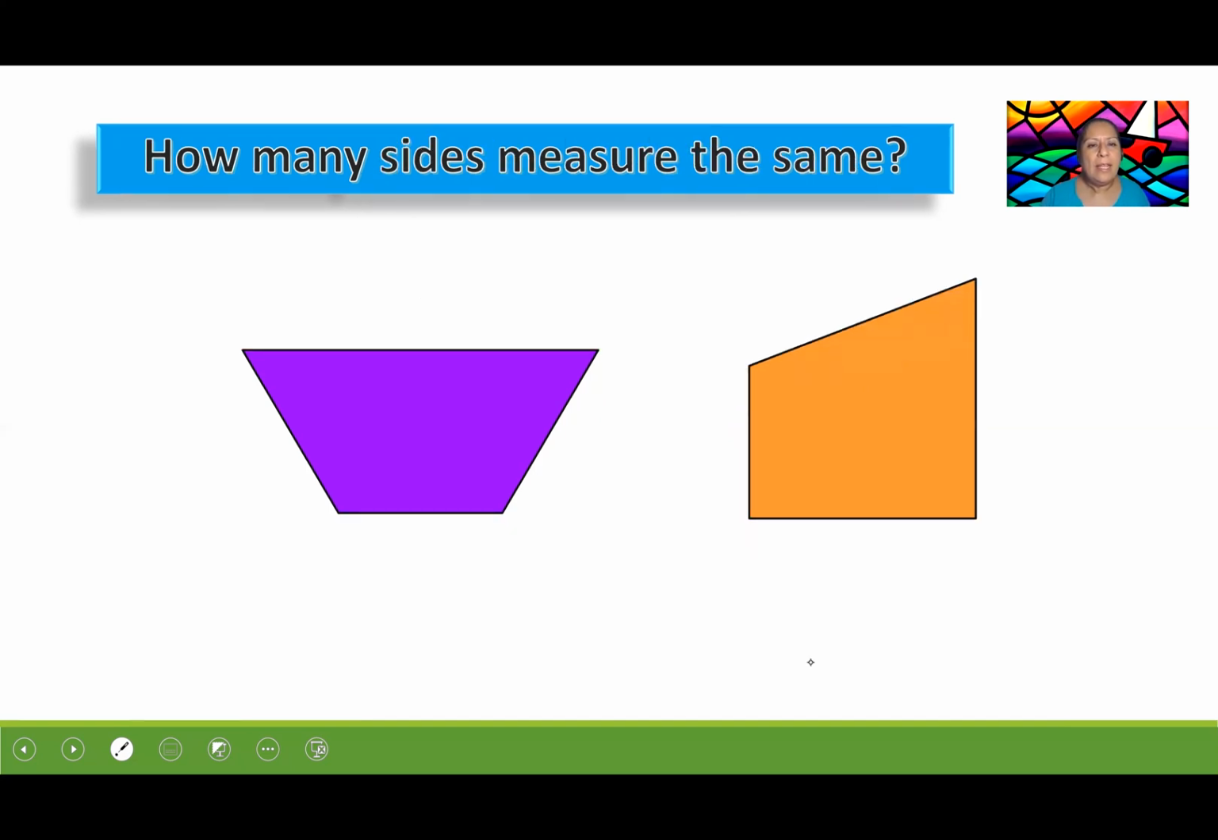Now let's see how many sides measure the same. To measure, try to use a ruler. That's going to make you accurate. So this side, for example, measures 6 centimeters. Let me measure the other side, which is 6 centimeters.